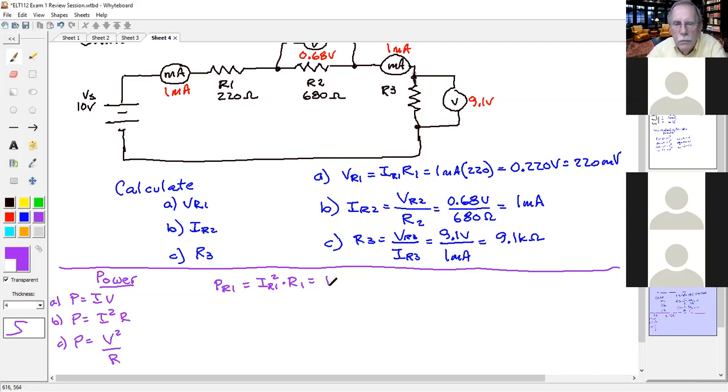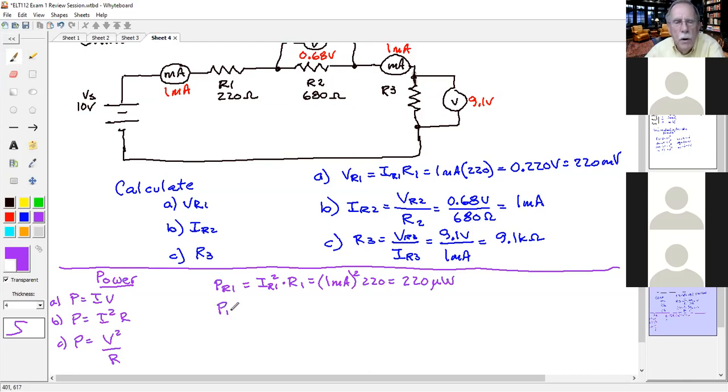So I have 1 milliamp squared times 220. That's 220 microwatts. Okay.